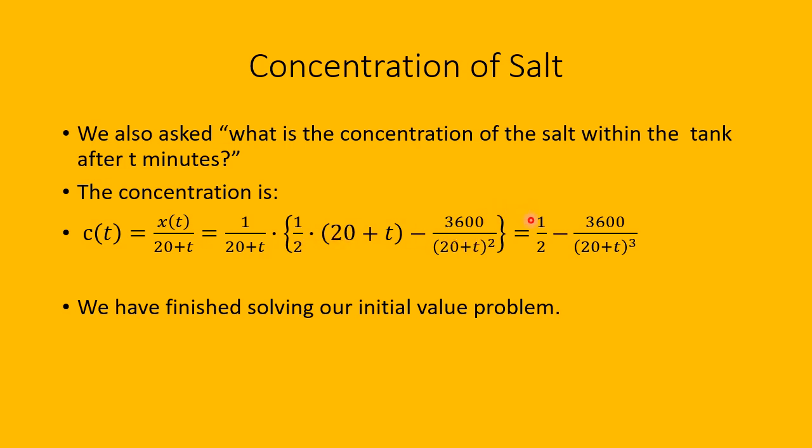And when you simplify it, you get 1/2 minus 3600 over 20 plus t quantity cubed. So that's the concentration of salt in pounds per gallon in the tank after t minutes. So we have finished solving our initial value problem.